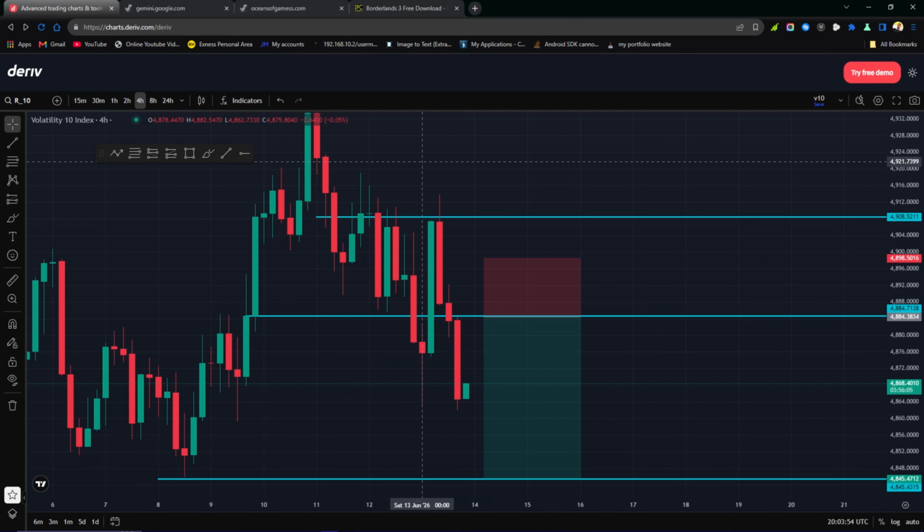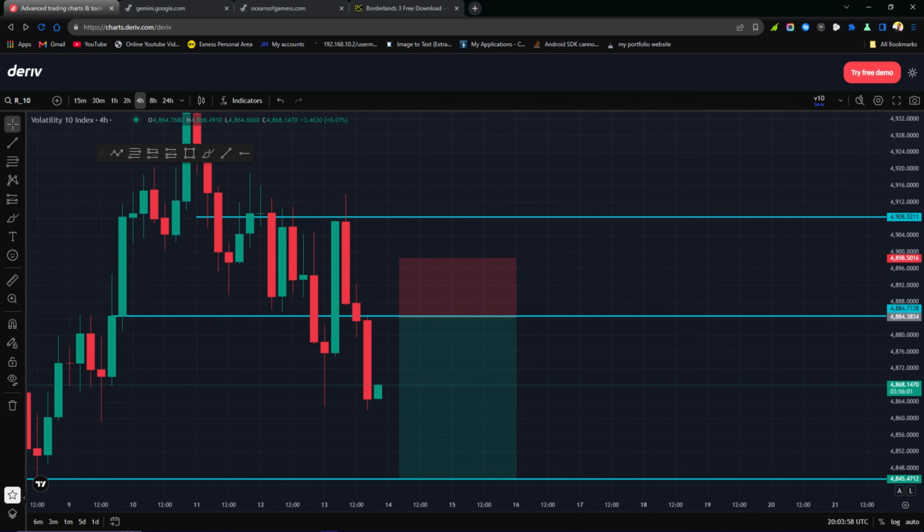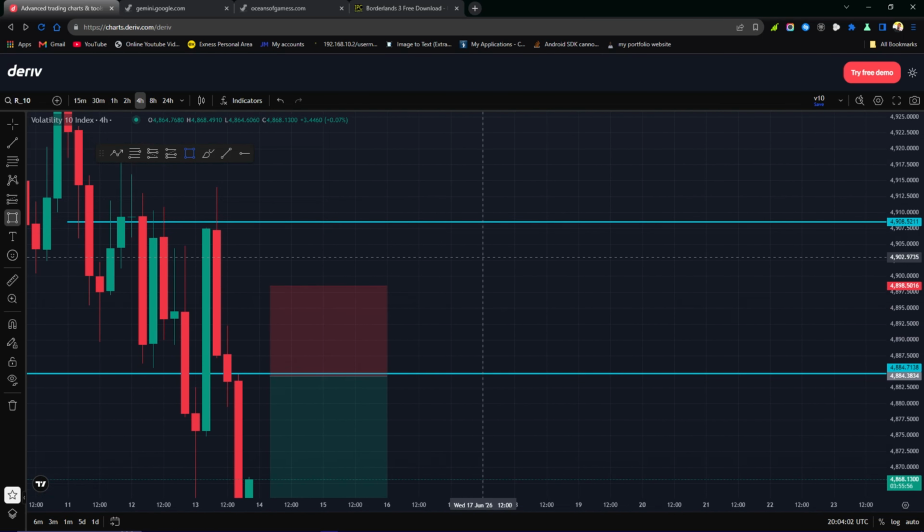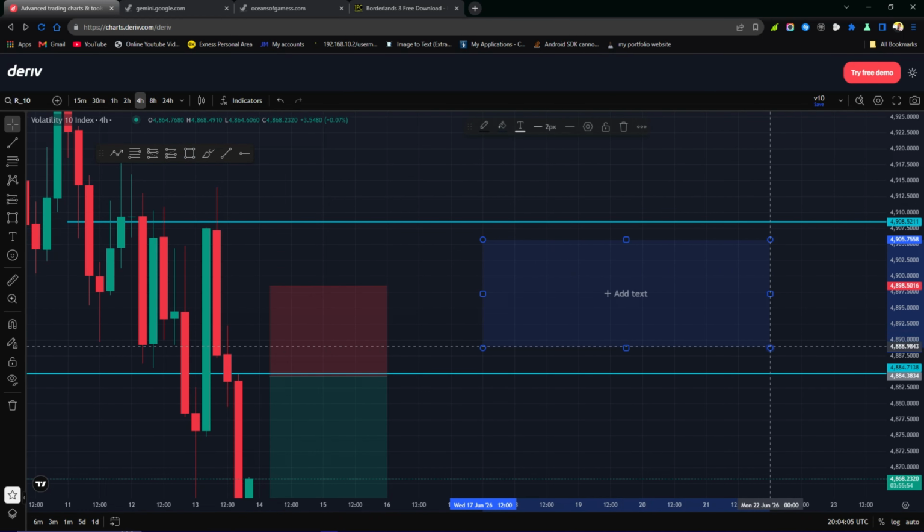Guys, get ready to sell volatility right now. It's going to be a pending order. So let me type out the pending order on the screen so that you will not miss out on this trade.